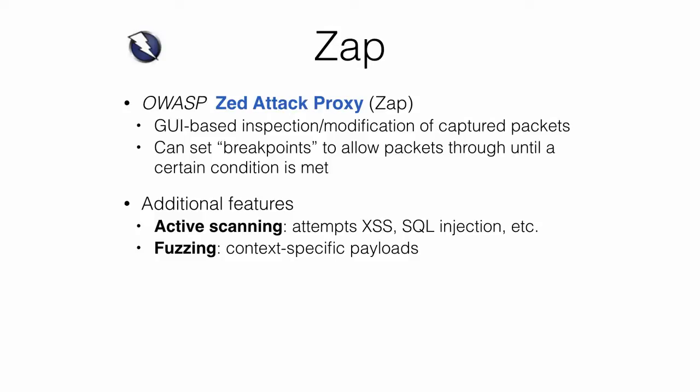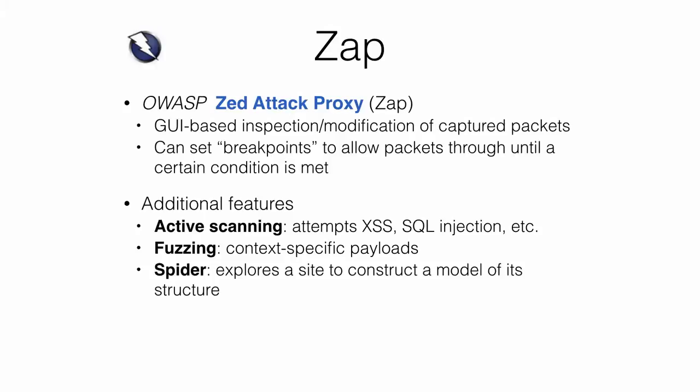fuzzing, in which the proxy sends context-specific payloads to see whether it can crash or otherwise corrupt the web application, and a spider that explores a site to construct a model of its structure, and this is useful to give a pen tester a lay of the land of what the site is about and give him an idea of where to look for hidden URLs and things like that.